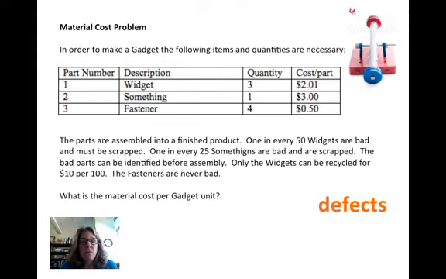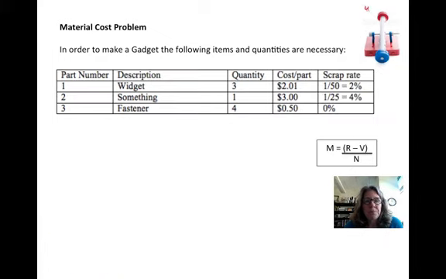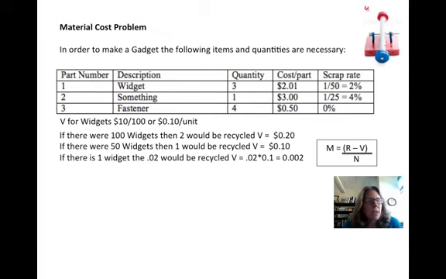Okay, now what we're going to do is I'm going to be including a recycling. So you can see here I've added this sentence, only the widgets can be recycled for $10 per 100. So that means if there's bad widgets, you can sell them back for 10 cents each, which is 10 divided by 100. And they originally cost $2, so that means that the cost is going to be a little bit less because if they're bad, we get to return them. So now what is the material cost of a gadget? So I'm going to use this equation, and again the V's for this are going to be 10 cents each for the widgets.